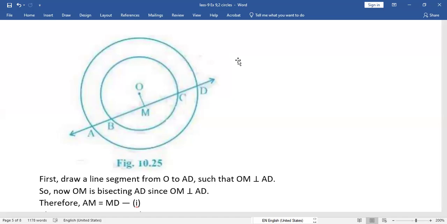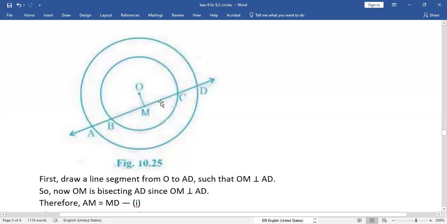Concentric circles, you understand this. Sorry for the interruption. You can see the concentric circles. Now look, you have to prove AB is equal to CD. That's all. Now draw the line segment OM perpendicular to the line. OM is bisecting AD.